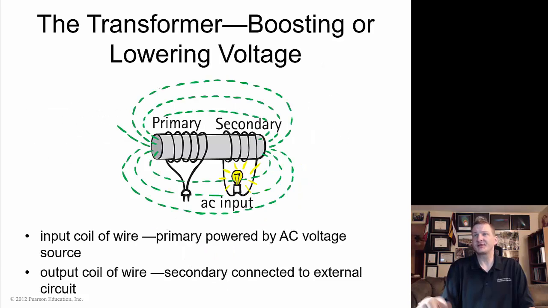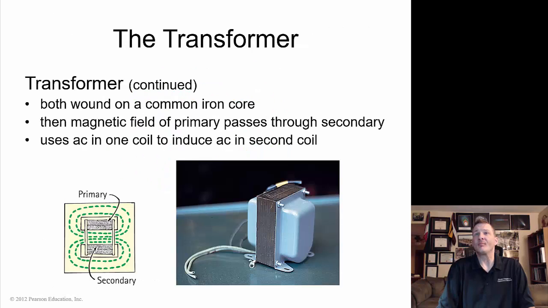And this brings us to the transformer, which we have on our electrical grid. So we have an input coil wire, the primary, powered by an AC voltage source. We have an output coil wire, the secondary, connected to the external circuit. And so we wound this on a common iron core. Magnetic field passes through it, and AC in one coil induces AC in the second coil.